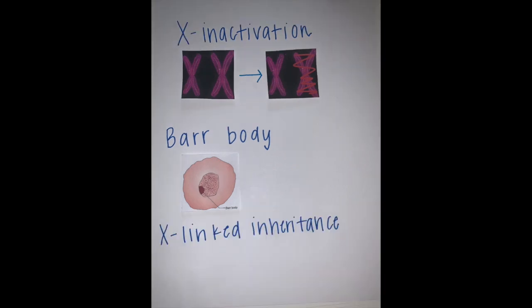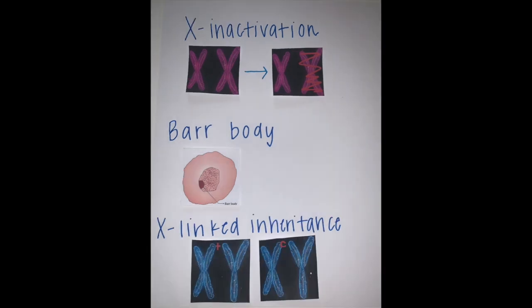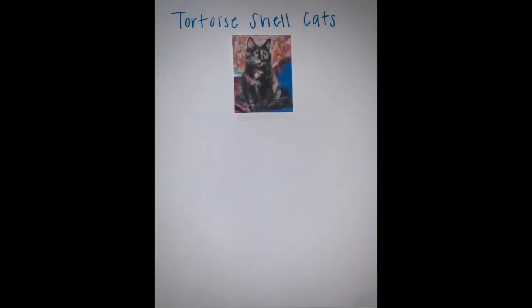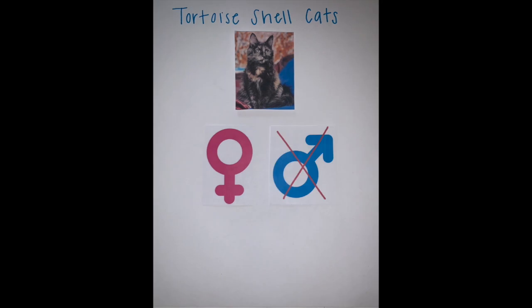X-linked inheritance means that the gene causing a certain trait is located on the X chromosome, and the trait can either be dominant or recessive. An example in nature where we can see this hypothesis occurring is in tortoiseshell cats. X inactivation only occurs in cells with multiple X chromosomes, which explains why only female cats can be tortoiseshell.